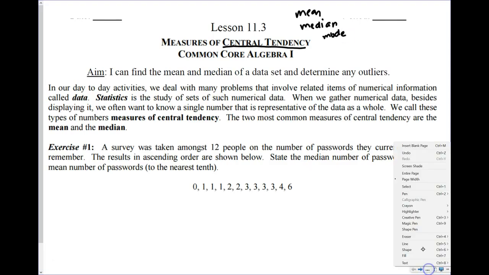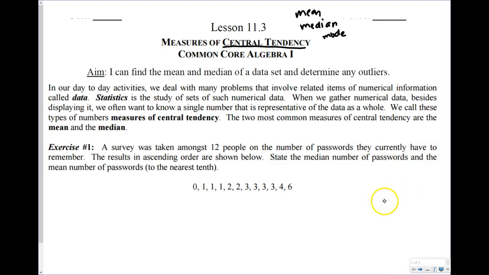Today's focus, however, of those three things is that you're going to think about the mean and the median of data. Okay, we're also going to talk about something called outliers today in this lesson. So let's read. In our day-to-day activities, we deal with many problems that involve related items of numerical information called data. Statistics is the study of sets of such numerical data.